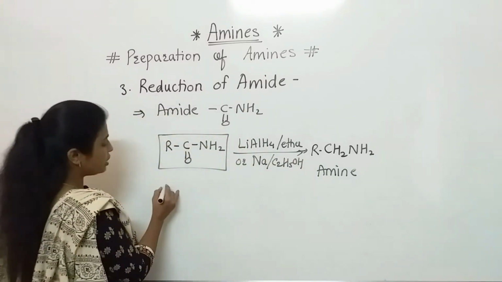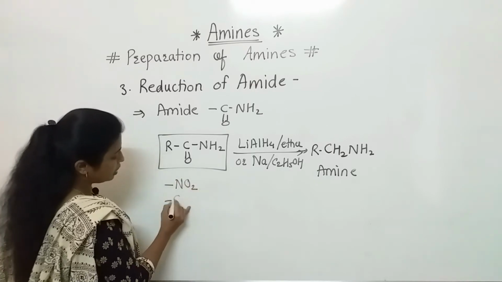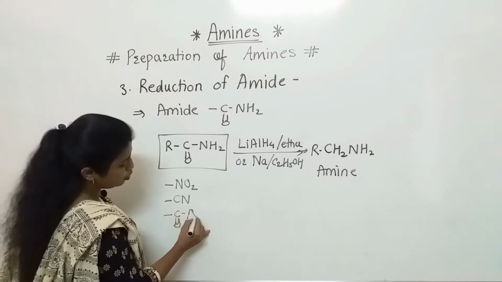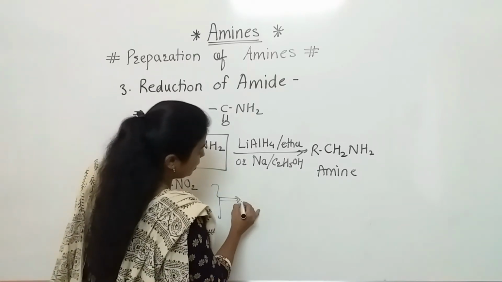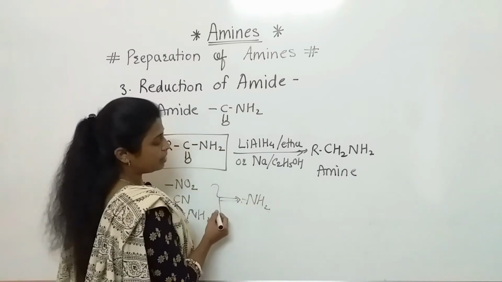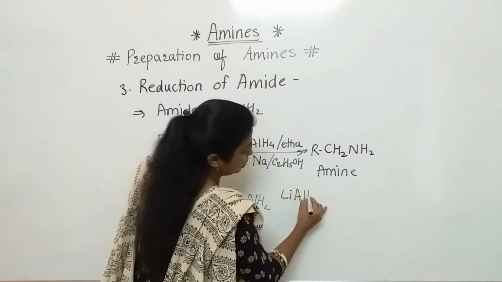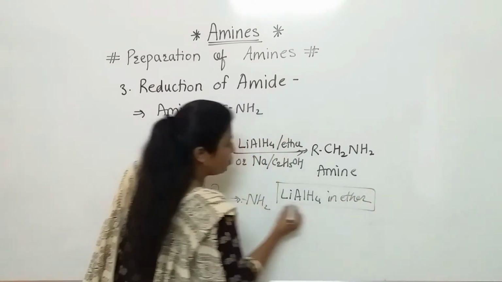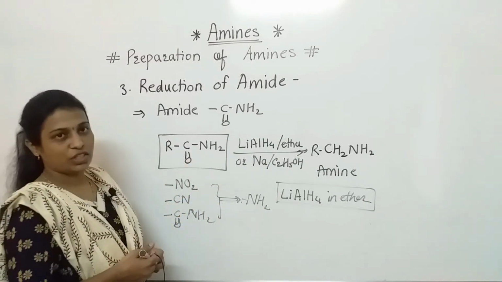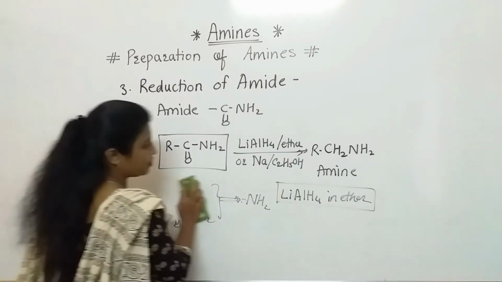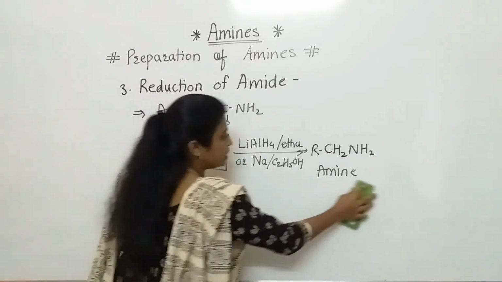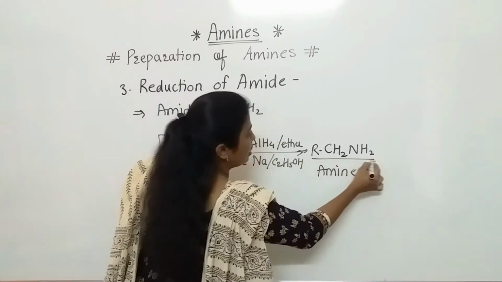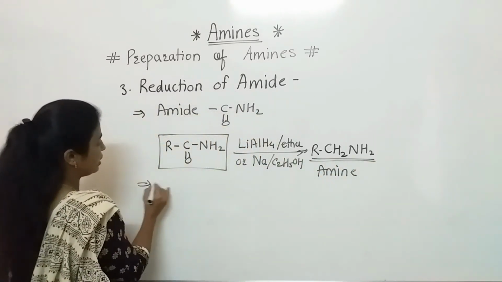What is that point? For the conversion of nitro group, for the conversion of CN means cyanide group, and for the conversion of amide into amine, there is a common reagent, and that common reagent is lithium aluminium hydride in ether. So keep in mind that this is very important. Hope everyone understood that conversion. So in that, what is the main point? The main point is that here in the reduction of the amides we are getting the amine with the same number of carbon.